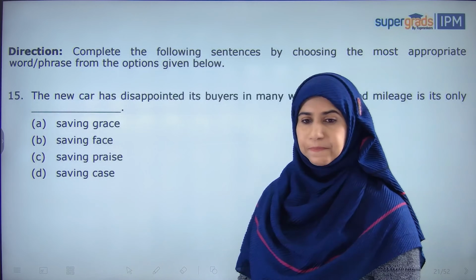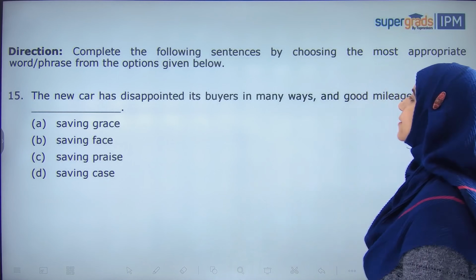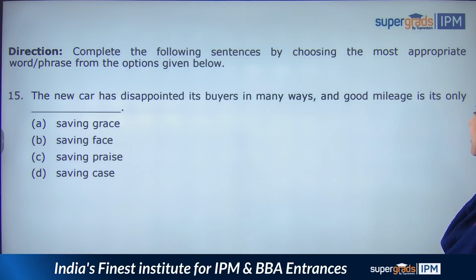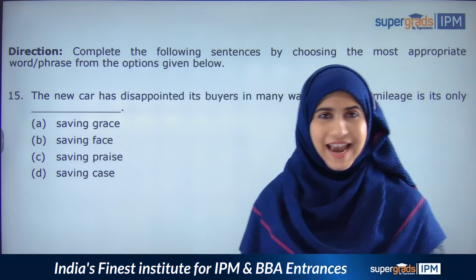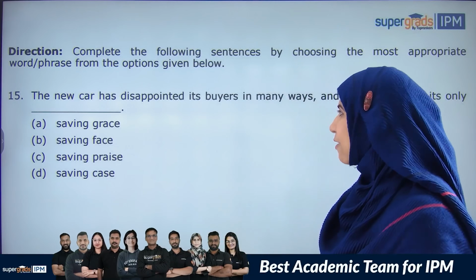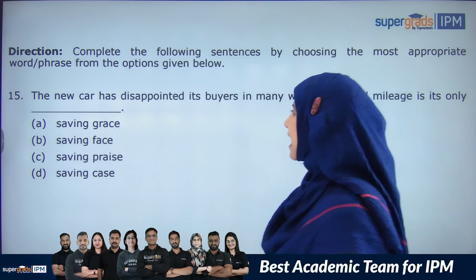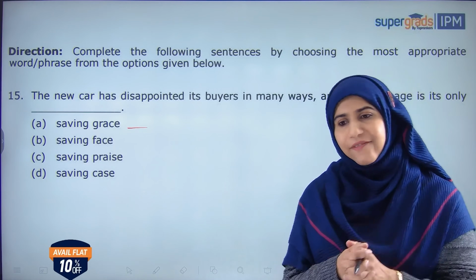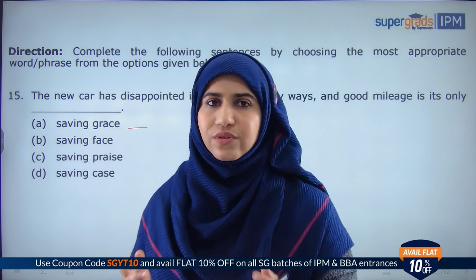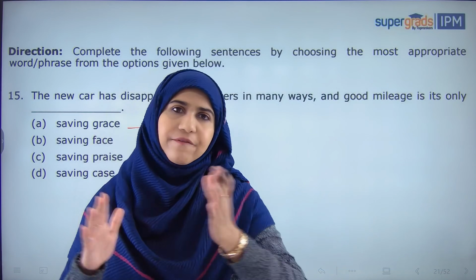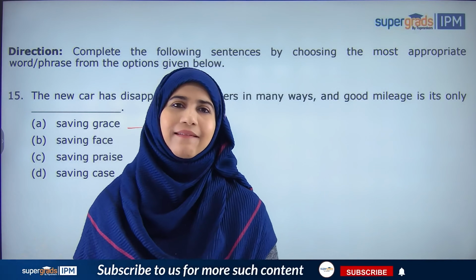Question 15. The new car has disappointed its buyers in many ways, and good mileage is its only dash. I think this was a very easy one. You probably know this. Saving grace. Saving grace, when do we use this and what does this mean? The only good thing when everything else is negative or bad.